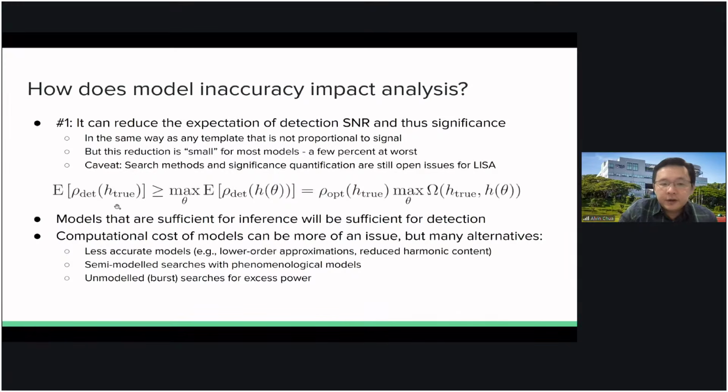If you look at the left-hand side here, it's precisely the optimal SNR of the true template, h_true. However, it's reduced by this factor, and this is precisely the fitting factor that I introduced earlier, the fitting factor between h_true and the waveform model.